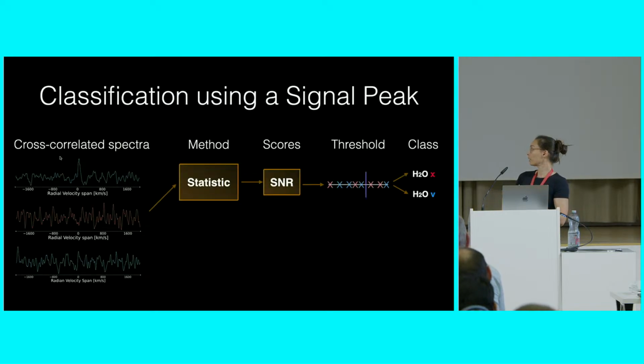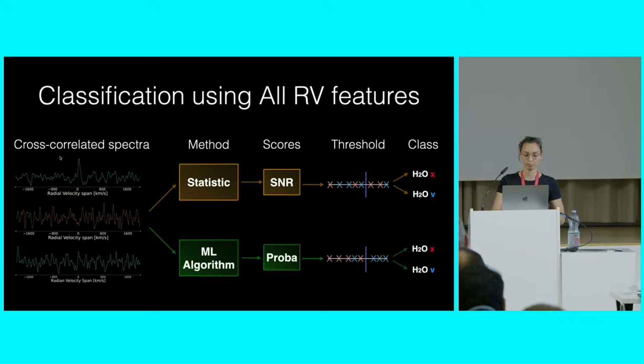So the idea is that we can think of signal-to-noise ratio as a classification method. Once we have our scores, we can set a threshold to assess if the molecule is there or not. Usually this is done based on assumptions of Gaussian data, and it strongly relies on those Gaussian uncertainties. What we can do is be a little bit more agnostic to the distribution, and use machine learning algorithms and probability scores in a similar way to classify our data.